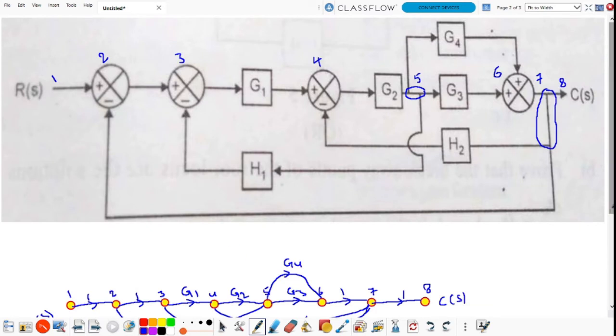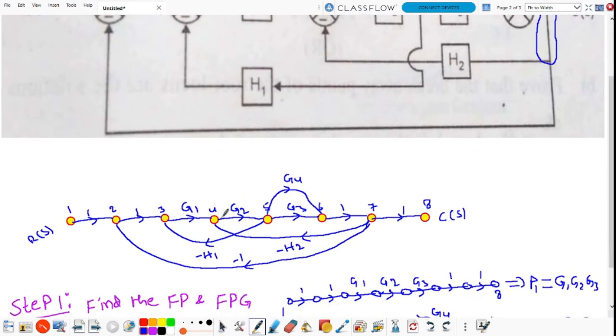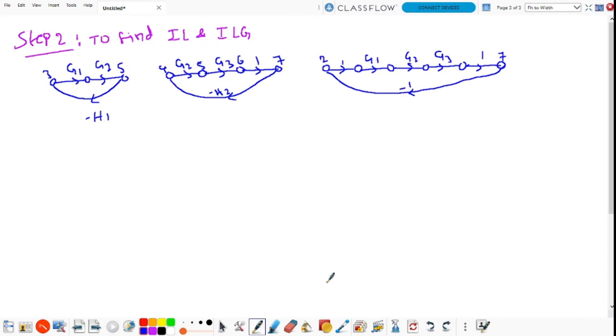And the fourth individual loop is 4 to 5, 5 to 6, 6 to 7, 7 to 4. 4 to 5, the gain is G2, the next gain is G4, 6 to 7 the gain is 1, and 7 to 4 the gain is minus H2.